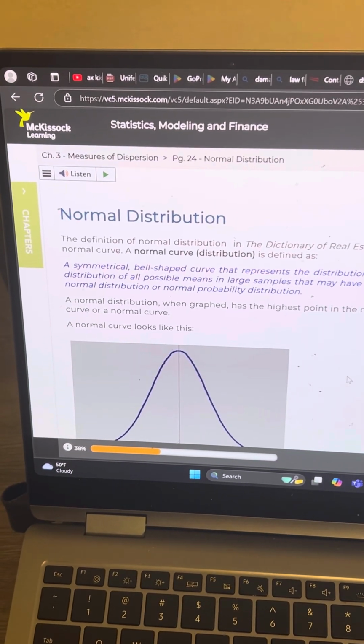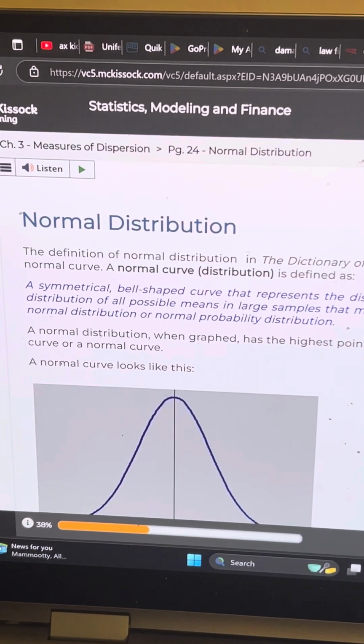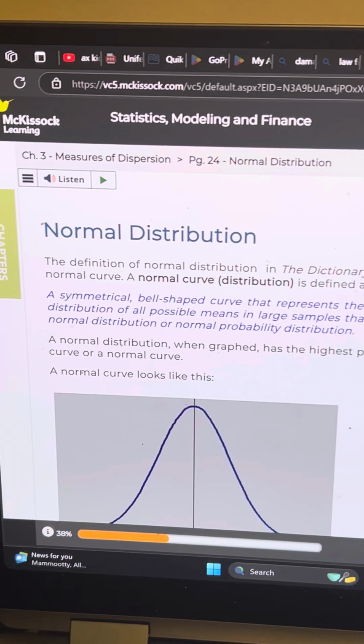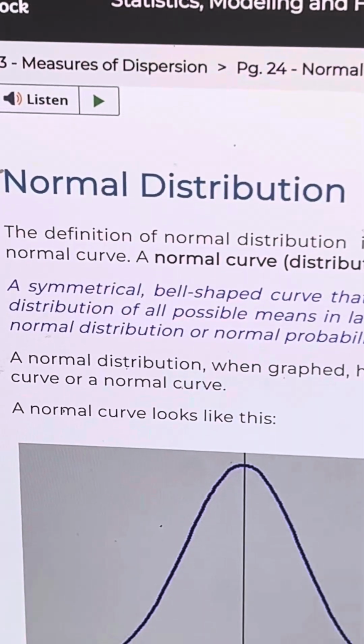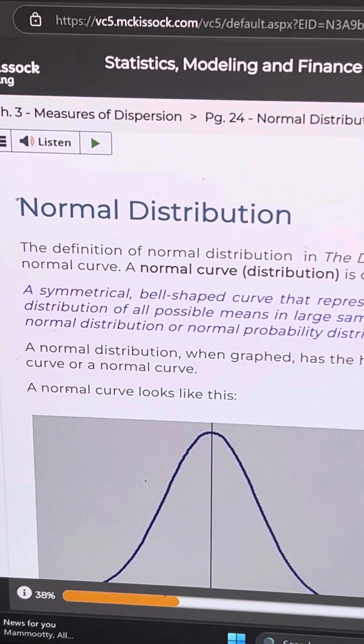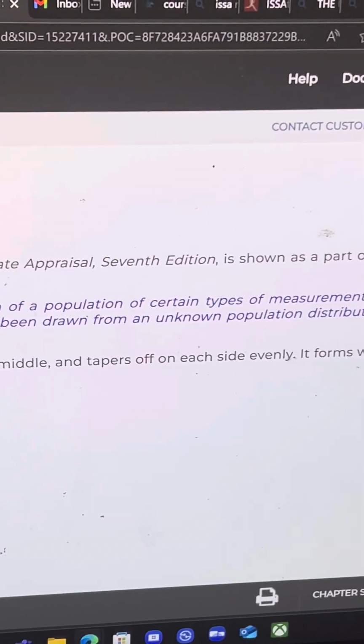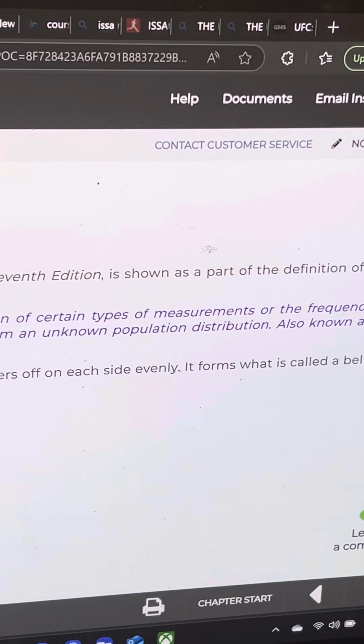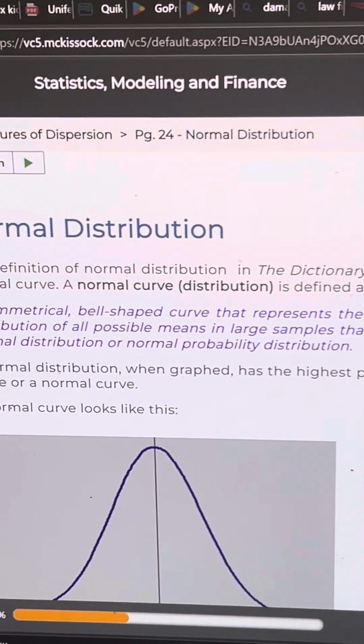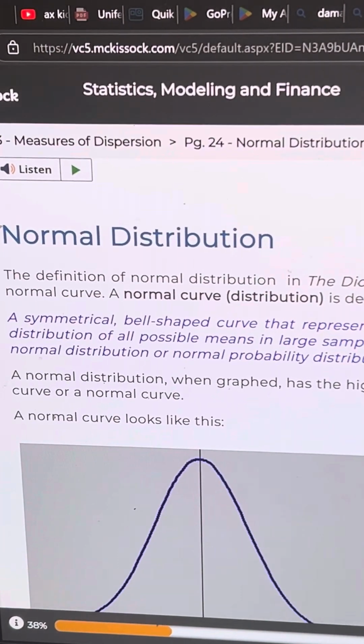Statistics, Modeling, and Finance, Chapter 3, Measures of Dispersion, page 24, Normal Distribution. The definition of normal distribution in the Dictionary of Real Estate Appraisal, 7th edition, is shown as a part of the definition of a normal curve.